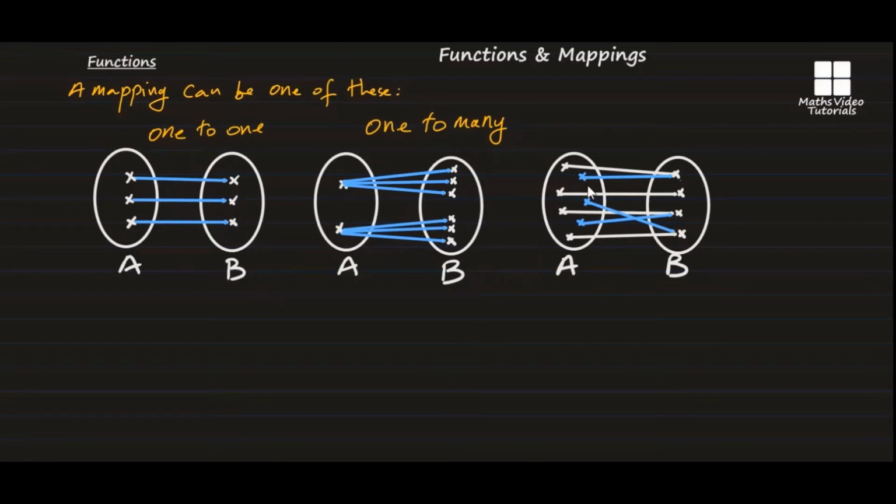Or it could be many to one. So these two here are special, the one-to-one and the many to one, because they are functions. So these two are functions. So this one is a function. This one is a function. This one is not a function.